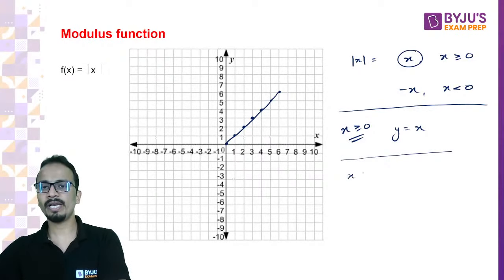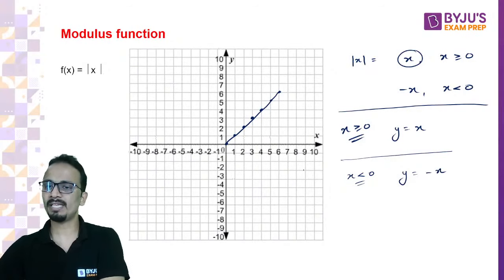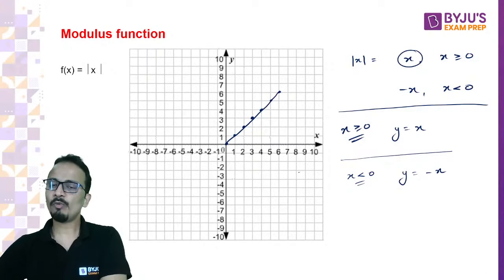Now let's look at when x is less than 0. So the graph is y equal to minus x. Okay. Graph क्या है? Y equal to minus x. Now when x is minus 1, the value of y will be plus 1. So the point will be this one.